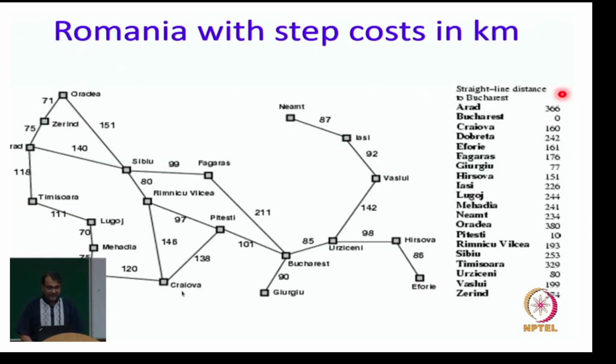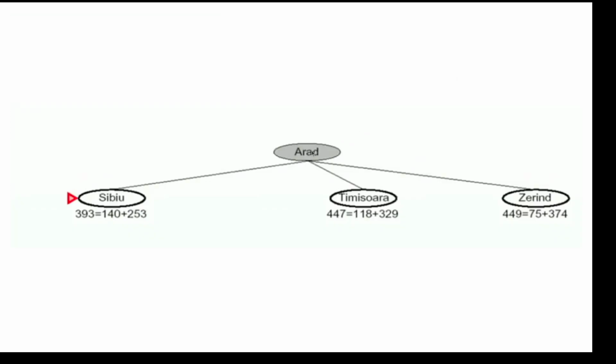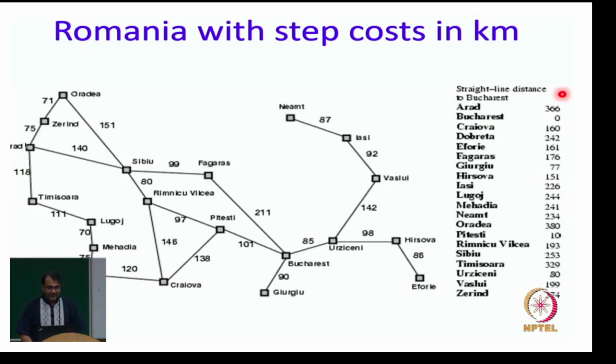Coming back to our running example, this is the graph, and now we are adding some numbers associated with each place, which is the evaluation function. So now from Arad we have to go, where this is Arad, and we have three options. Timisoara, it is not clear, and another one is Sibiu, right?